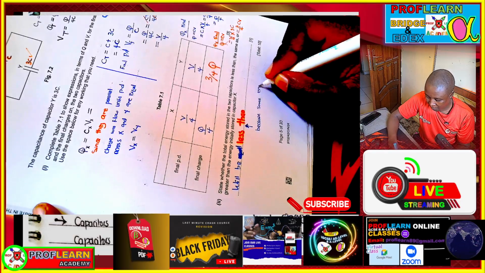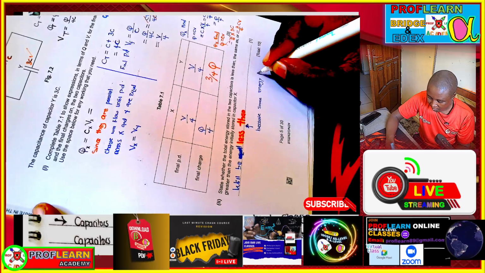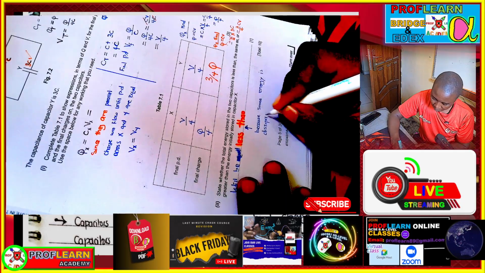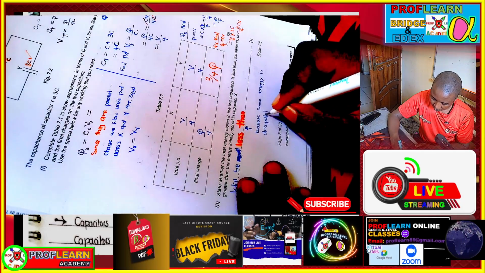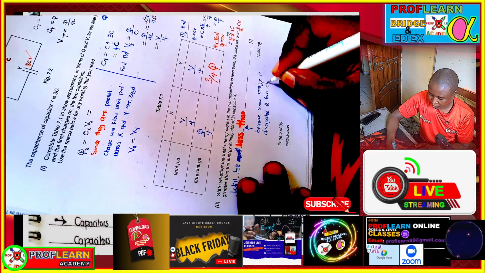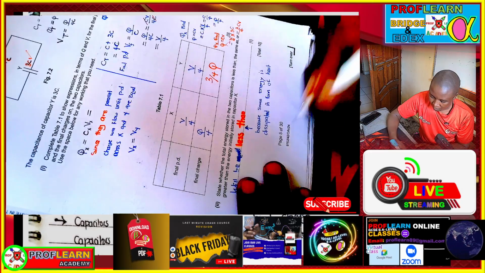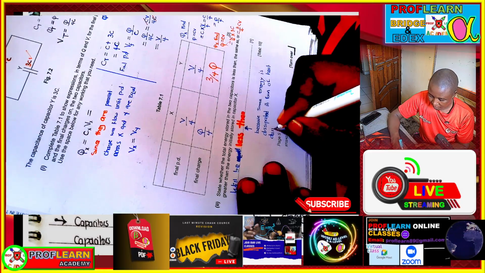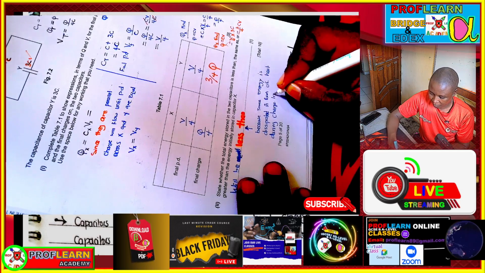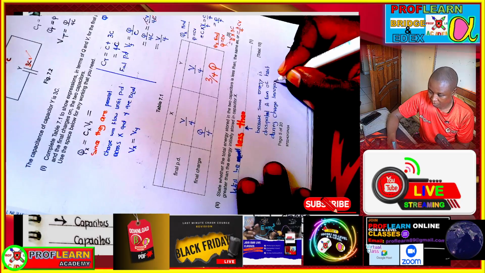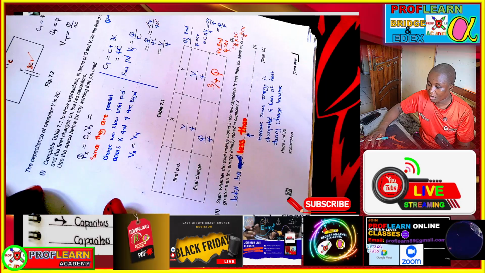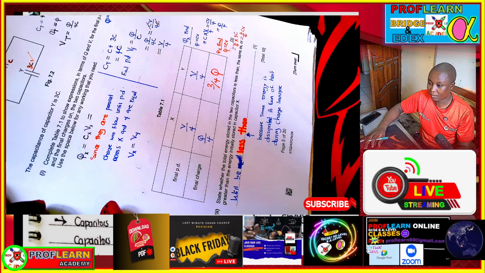some energy is dissipated in form of heat during charge transfer. Yeah, so during charge transfer, some of the energy is lost and some of the energy is wasted.